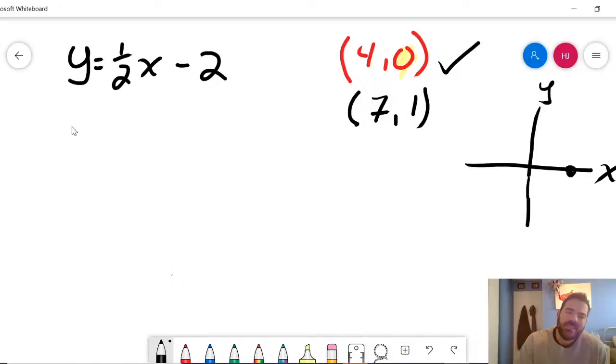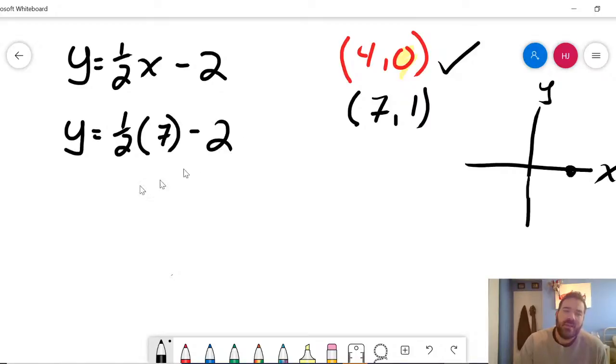So same thing, and this time I'm just going to leave the y as y. 1/2, I'm going to put in 7 for x, because that's the x value, and I'm just going to see if, when I solve this, I get a y value of 1. So y is equal to, this kind of sucks, 1/2 times 7. I could turn 7 into a fraction and put it over 2, but I know that half of 7 is 3.5, so I'm just going to put 3.5 minus 2.